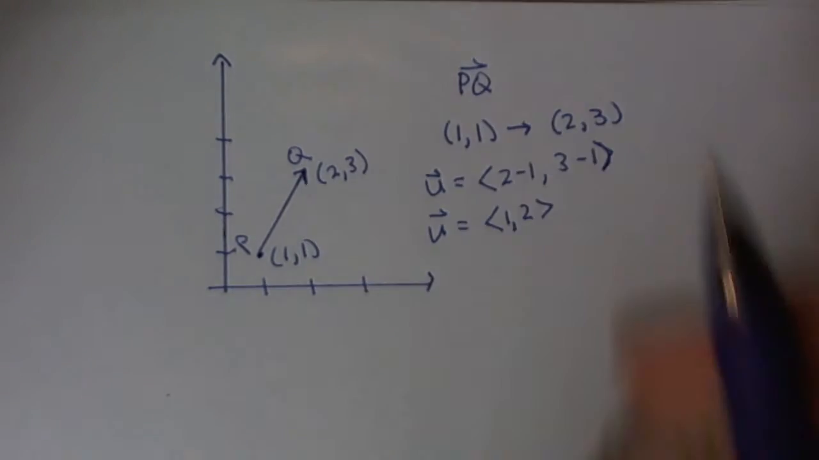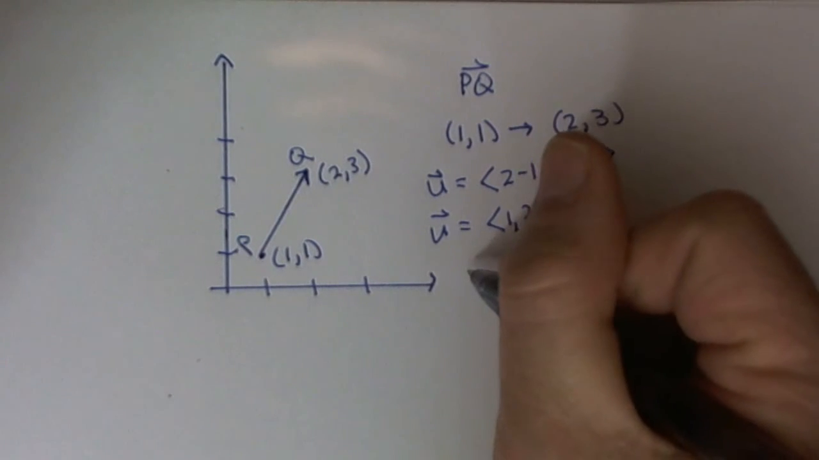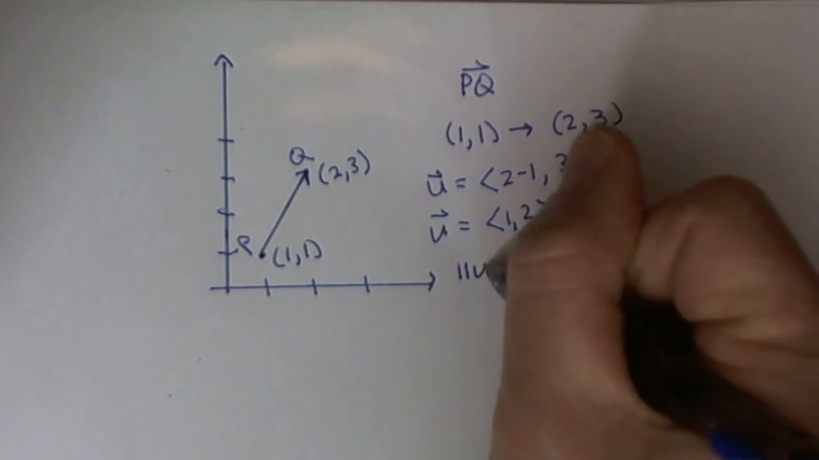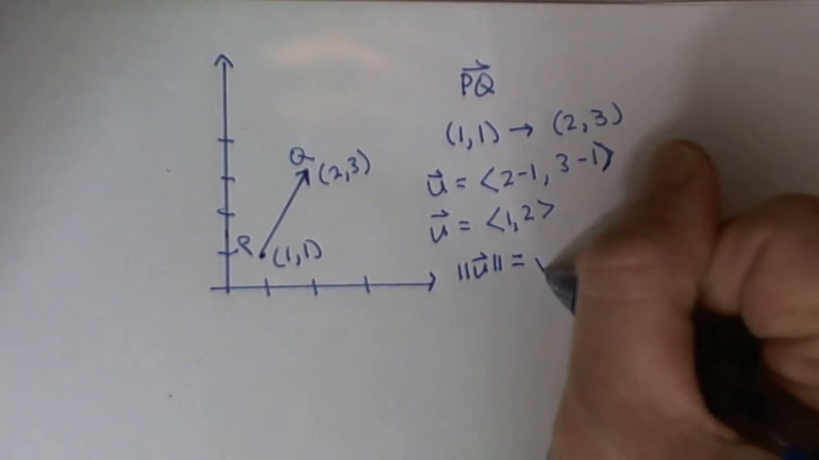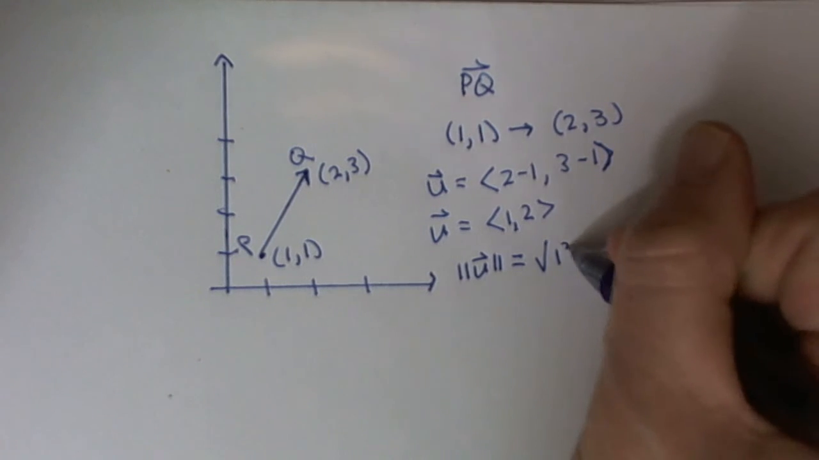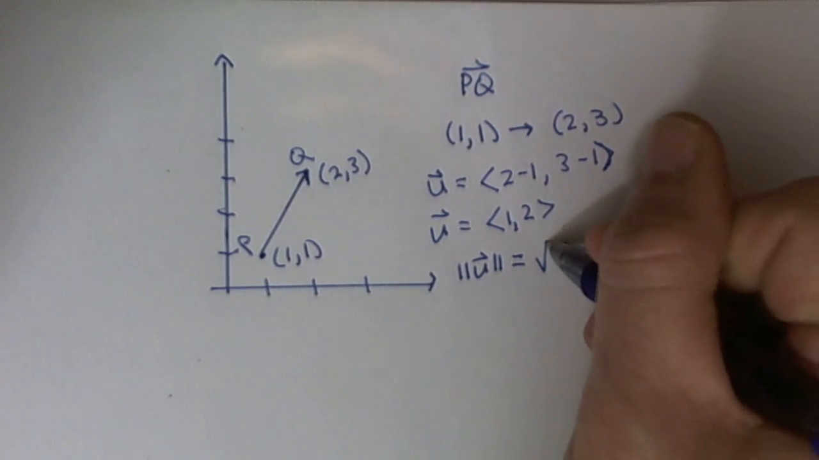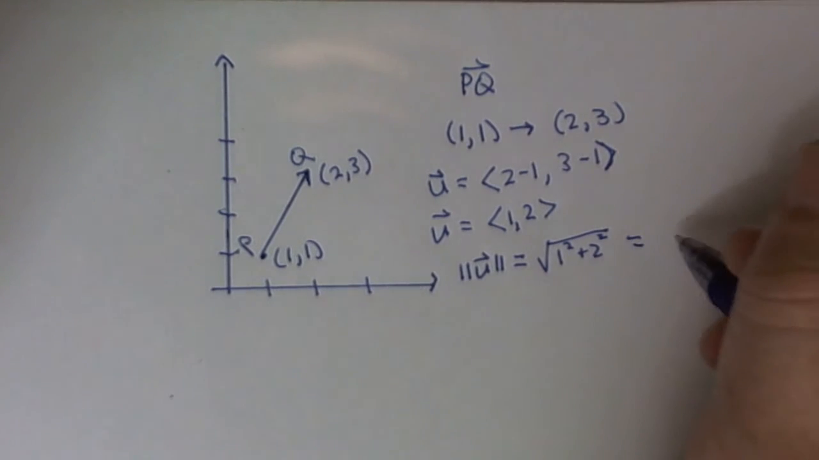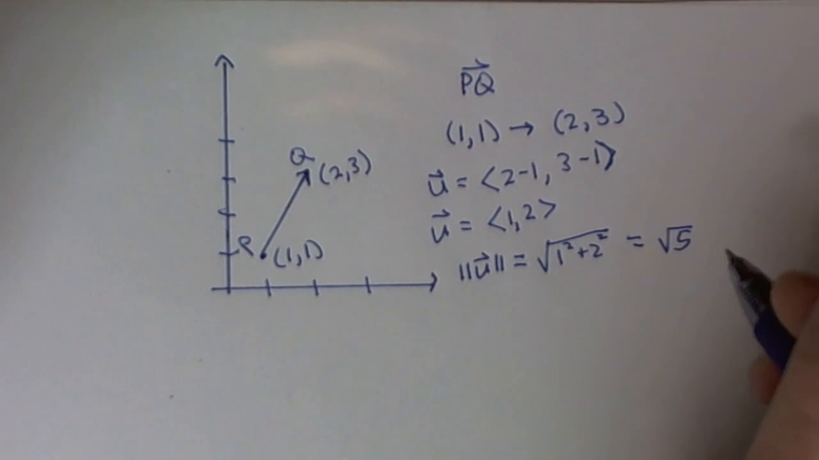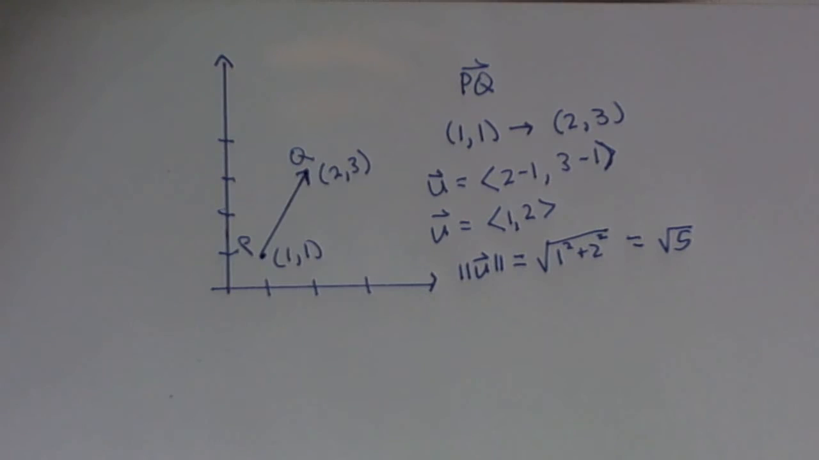Now, what can we do with this? Well, one of the things we can do is find the magnitude of u. In other words, we can find the length of that vector. And remember, that's going to be the square root of 1 squared plus 2 squared. And that's going to be the square root of 5. So we've got the magnitude of the vector.